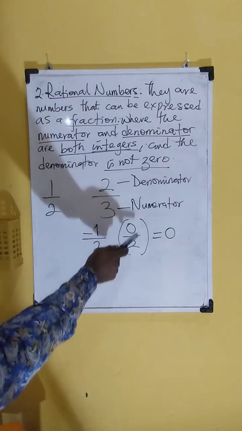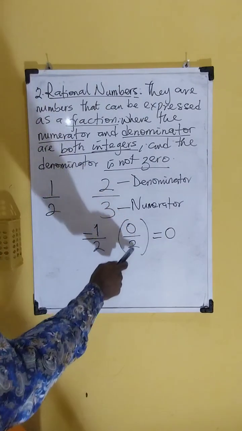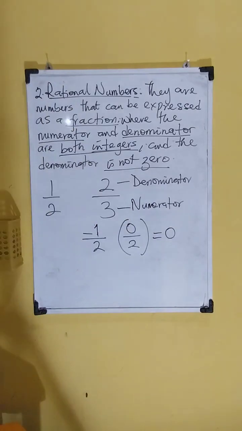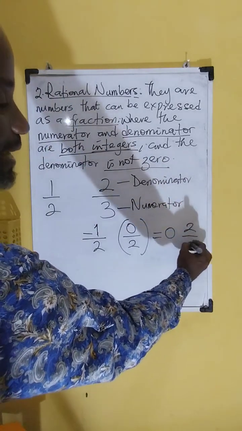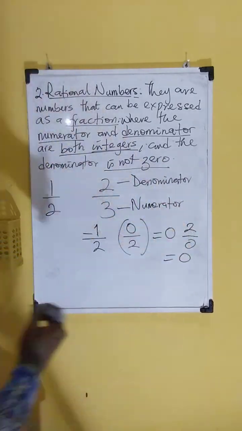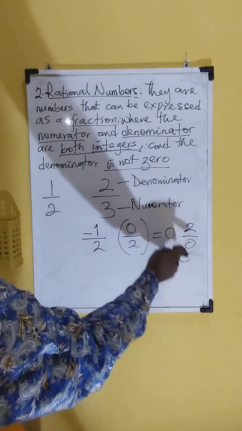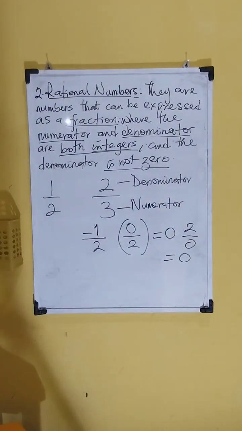So if you do 0 divided by 2, it is equal to what? 0. Or 2 divided by 0 is equal to what? 0. So this now takes you back to what? Integers. So it is only an integer that has 0 amongst the list of whole numbers. I don't know if you got that explanation. Did you all get that explanation?